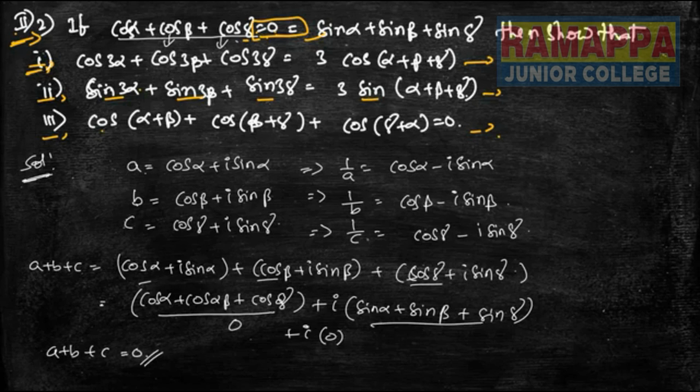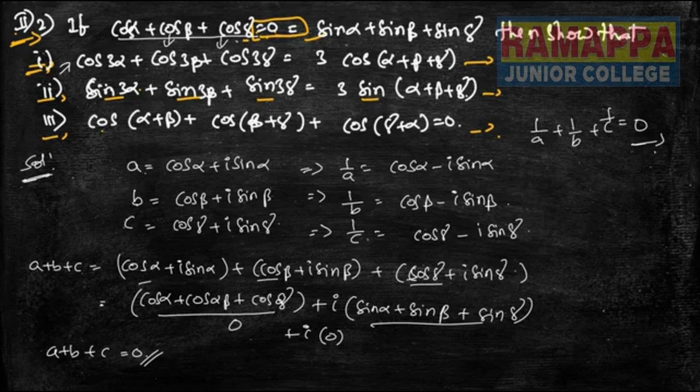And another thing we have to do here: 1 by a plus 1 by b plus 1 by c is equal to, also the same here, the same total process, and it will also become 0 here. Okay, now moving to the next.